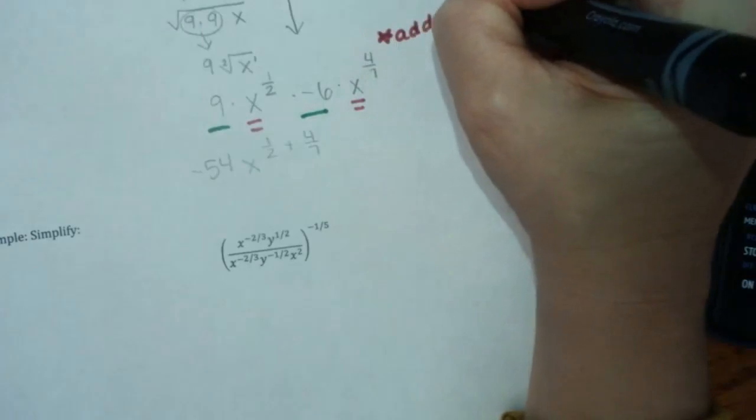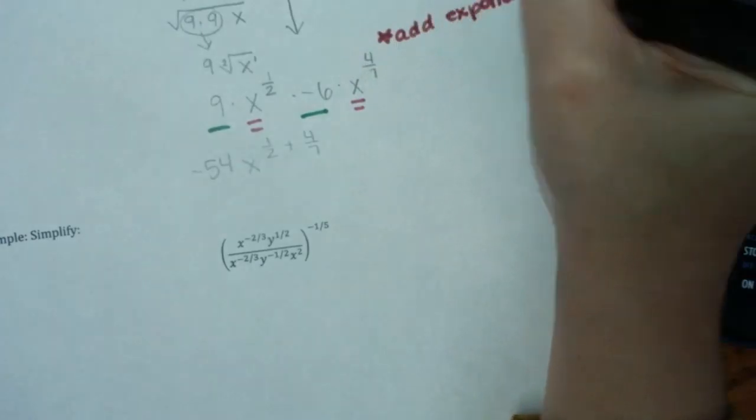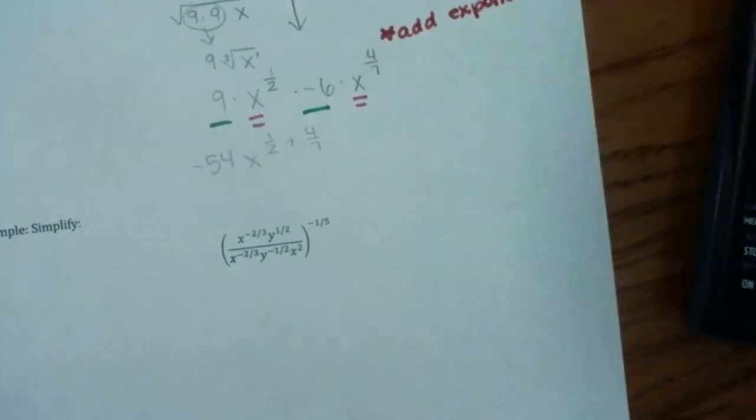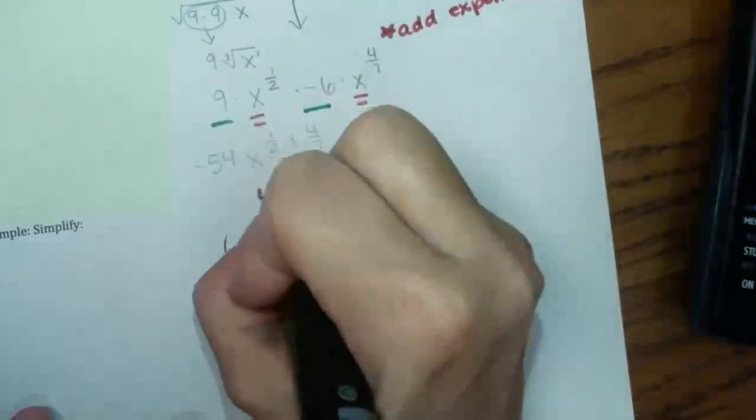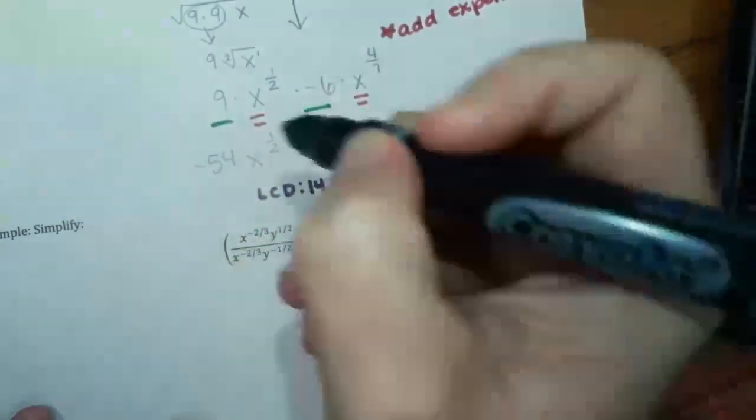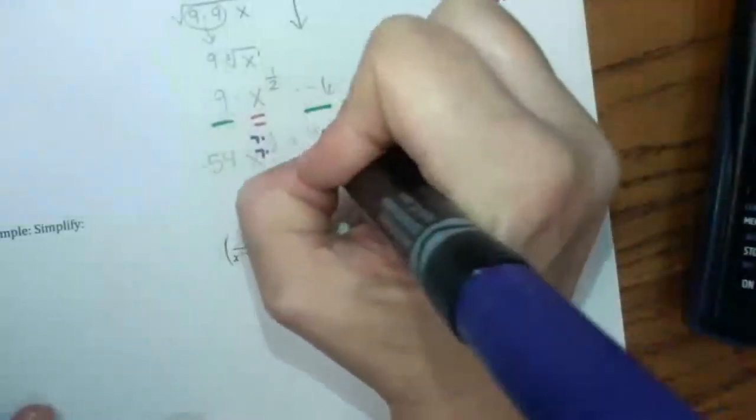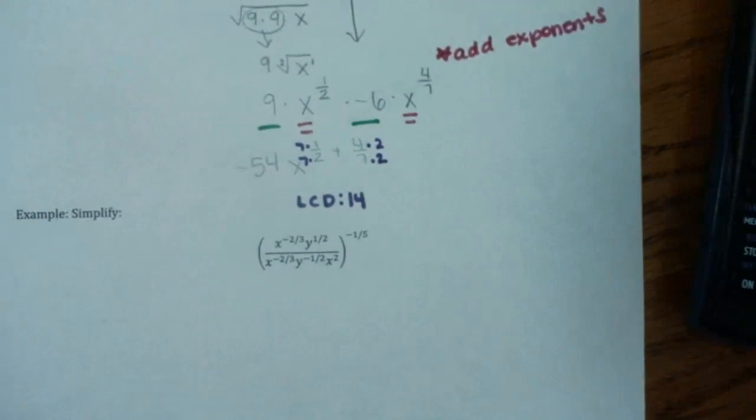So add our exponents. We are adding fractions, so that means we have to get a common denominator. So if we have 2 and 7 as our denominator, I can make them both into 14. So our LCD should be 14. So multiply this first fraction top and the bottom by 7 and the second fraction on top and the bottom by 2 to make them both into 14 as our denominator.